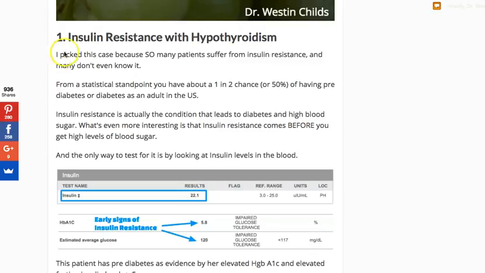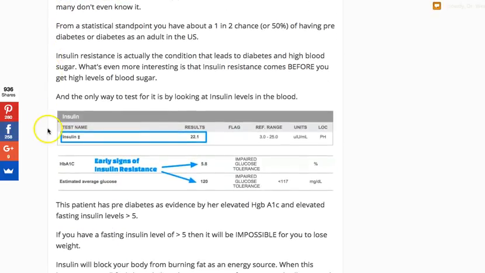Number 1 here is insulin resistance, and the best way to check for insulin resistance is by ordering these 2 tests. There's more than this, but these are the 2 necessary tests you need to have. Number 1 is insulin, and you can see my mouse cursor over here. This is a patient of mine, and this patient's insulin result is 22.1, and it's worth noting that this is in the fasted state. You can see the reference range here is 3 to 25. So this person is in the higher end of the reference range, and you might be saying, well, his or her insulin isn't actually that elevated.